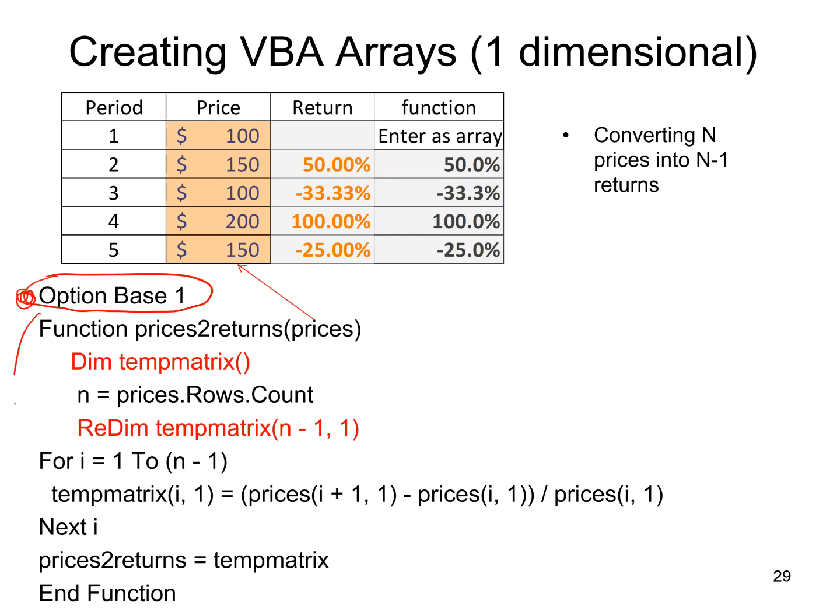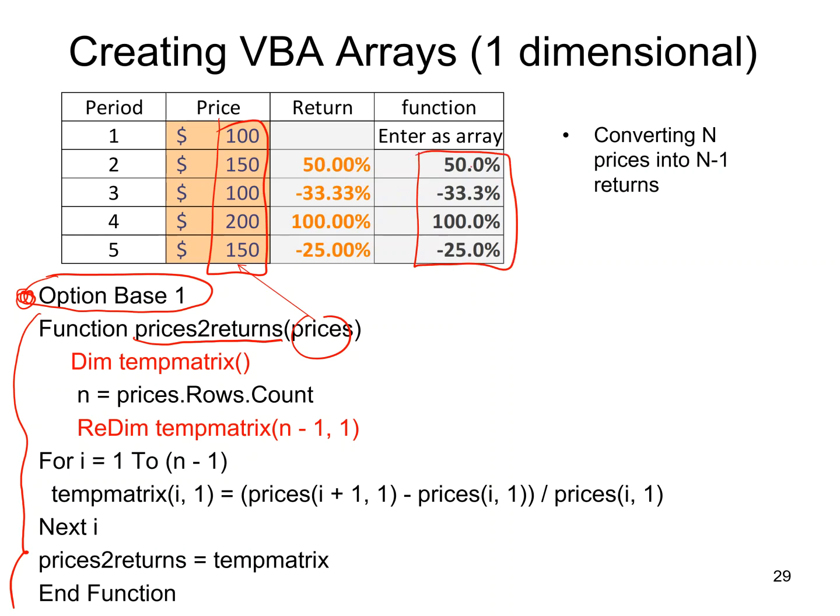And now here's a very simple program that demonstrates how to create a VBA array within a program. First of all, the program is called prices to returns. This program has one parameter, which is going to be an array of prices the user inputs from a column. The output of this function is going to be an array.